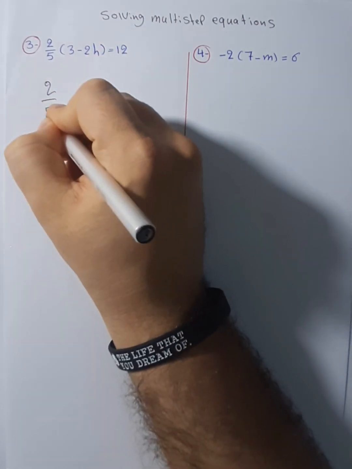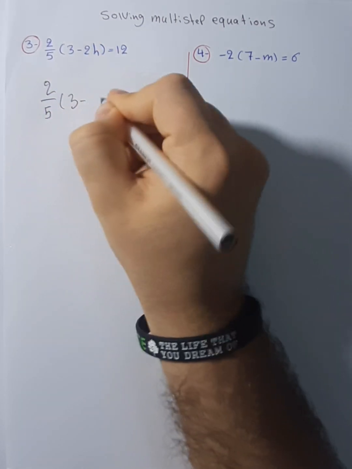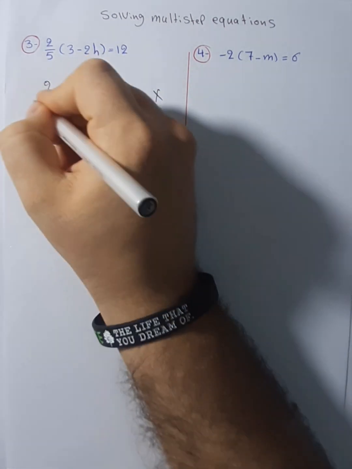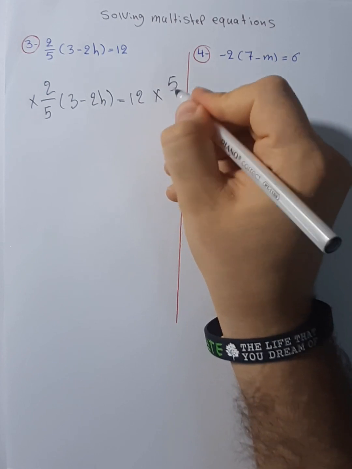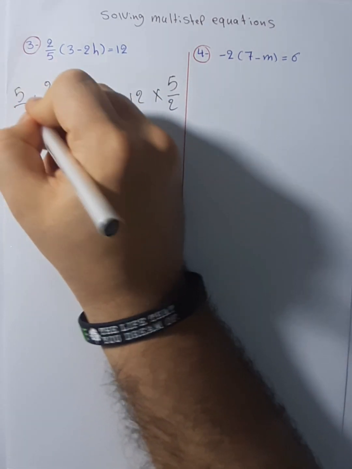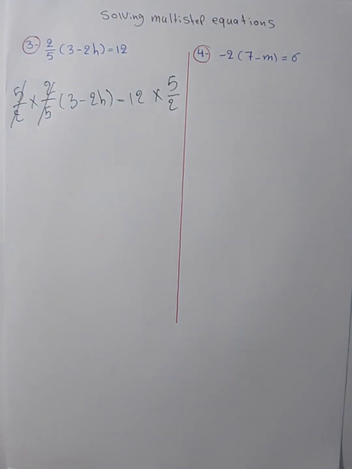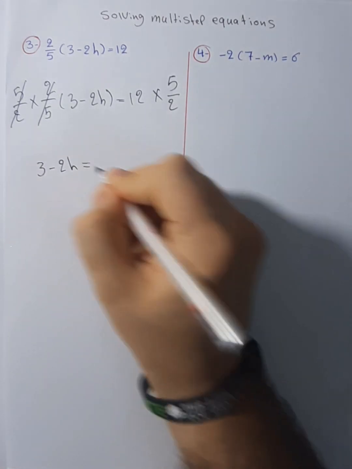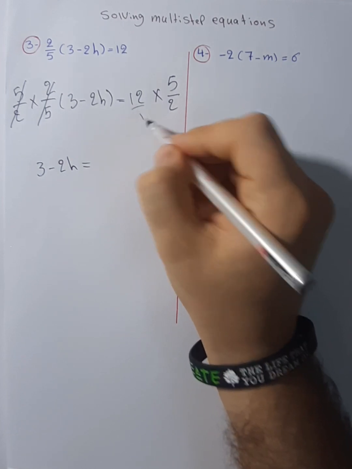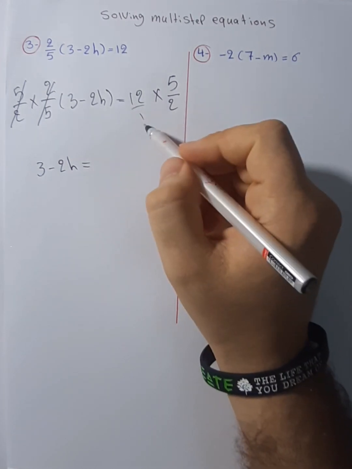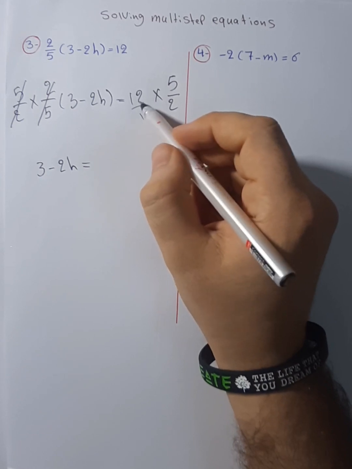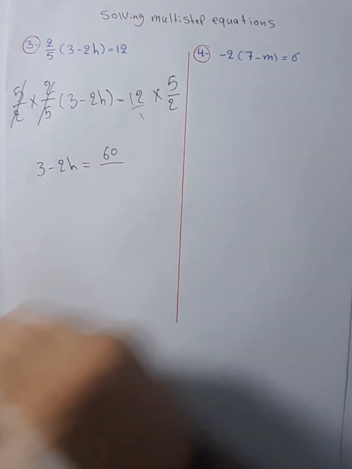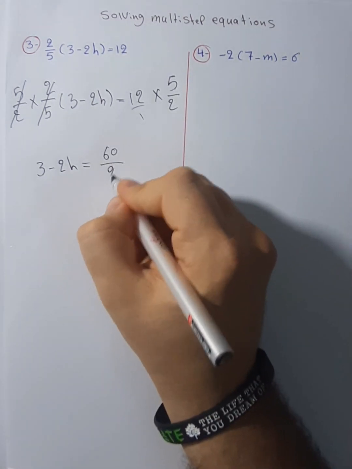2/5 times (3 minus 2h) equal to 12. You have to multiply both sides by 5/2. These two fractions are reduced, and 3 minus 2h stays equal to, and then we have to multiply these two fractions. We write 1 as a denominator for 12, and then 12 times 5 equal to 60, and 1 times 2 equal to 2.